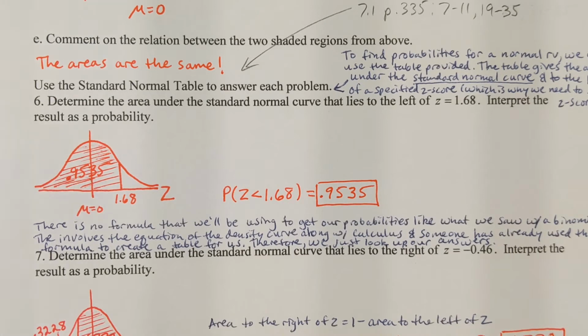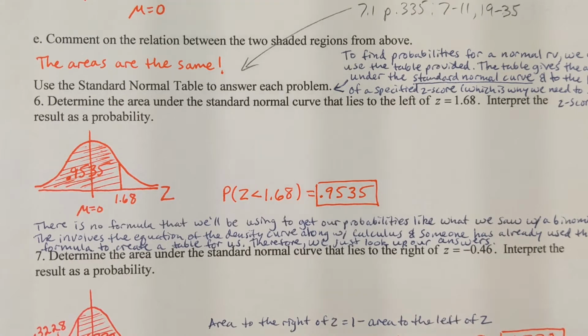Another big idea that we took away from section 7.1 is that changing the variable from x to z does no harm, because the area that is between two x values will be the exact same area as the area that is between two z values. Now the whole idea with changing the variable is so that we can use a table in order to then be able to get a probability.